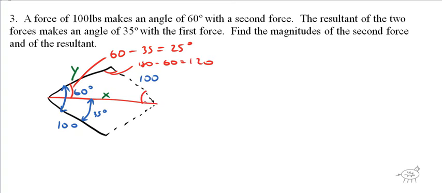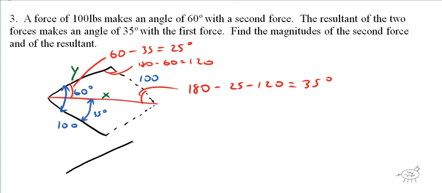And then I can figure out this angle, right? Because I know those two angles, and if I subtract from 180, 180 minus 25 minus 120 gives me 145, so this is 35 degrees. So really my triangle here, math fans, looks like this. This is 25 degrees. This is 120, and this is 35 degrees.